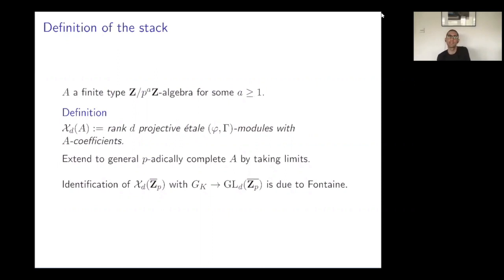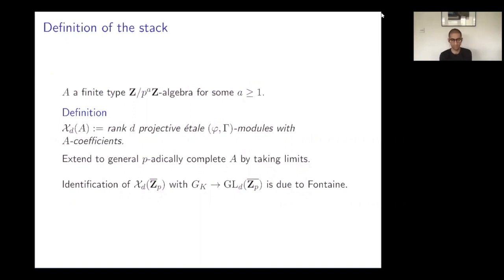And having done that, the identification of the Z_p bar points or the F_p bar points with actual Galois representations is, well, I say it's due to Fontaine, but Fontaine introduced this entire theory, the theory of phi gamma modules, in order to give a classification of Galois representations. So the original definition of Fontaine exactly just tells you that if you consider this moduli stack, you're going to get Galois representations when you put in F_p bar or Z_p bar or more generally any sort of Artinian F_p algebra or a limit of such things.